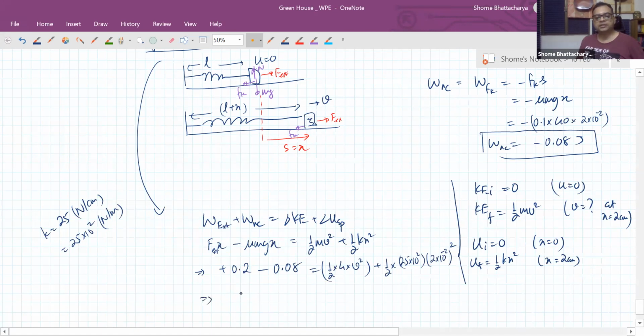So this side we will get 0.12 is equal to 2v square plus, now this term will become how much? This will be 25 by 2 into 4 into 10 raised power minus 4 plus 2. So that is 50 into 10 raised power minus 2. So 0.5.